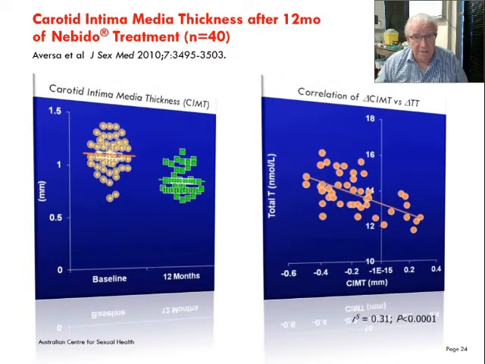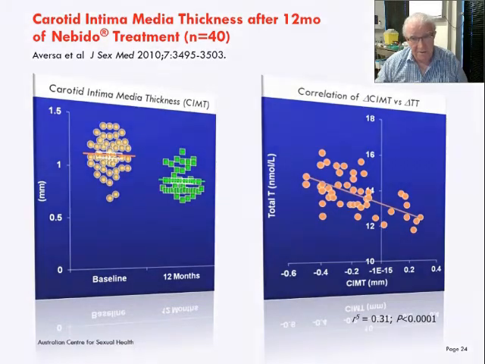Furthermore, testosterone replacement appears to improve overall arterial health. Antonio Aversa evaluated the effect of testosterone replacement using a long-acting testosterone called Nebido on carotid wall thickness and demonstrated a significant reduction in men receiving testosterone, the green squares, and in the graph on the right, an inverse relationship between total testosterone levels and wall thickness.